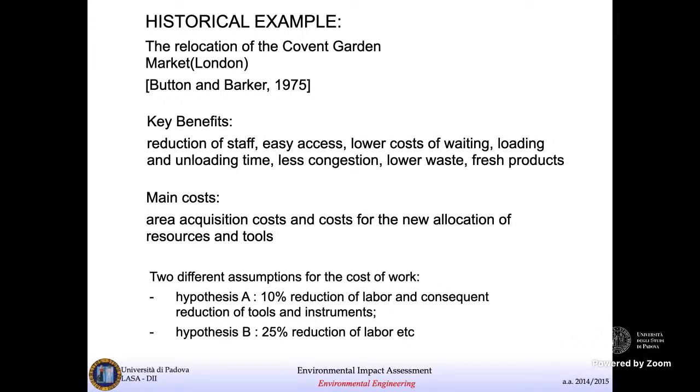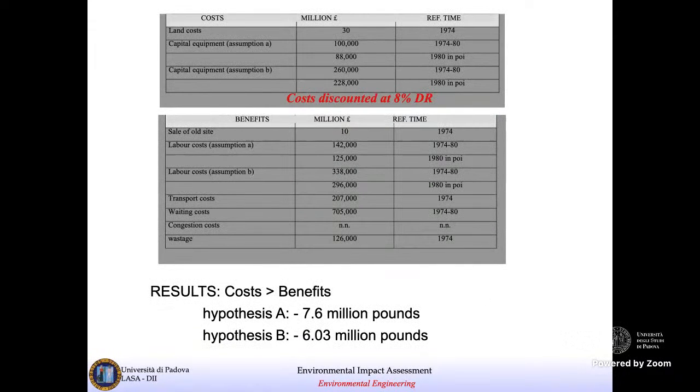The analysis started by making two different assumptions for the cost of work. The first hypothesis, hypothesis A, a 10% reduction of labor and consequent reduction of tools and instruments. The second hypothesis, hypothesis B, a 25% reduction of labor and so on, and consequent reduction of tools and instruments. So the two analysts have computed the different costs.